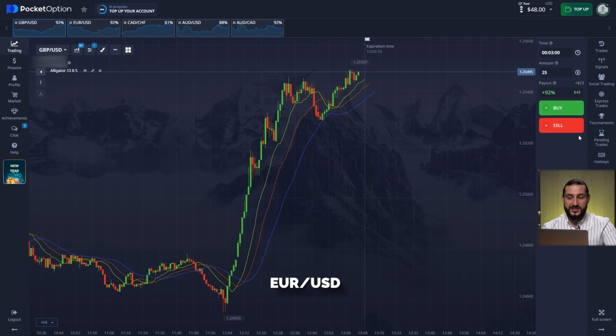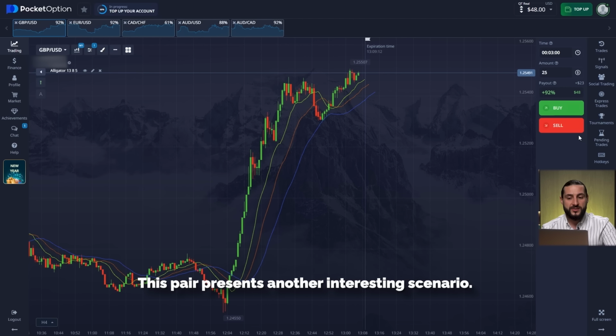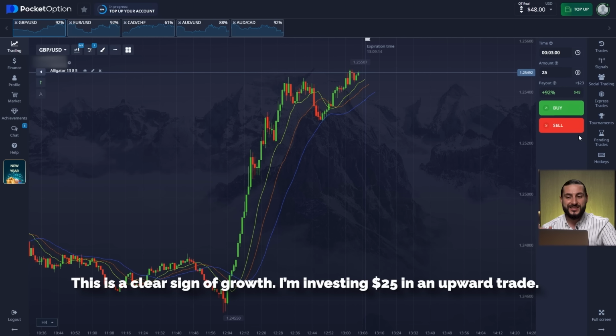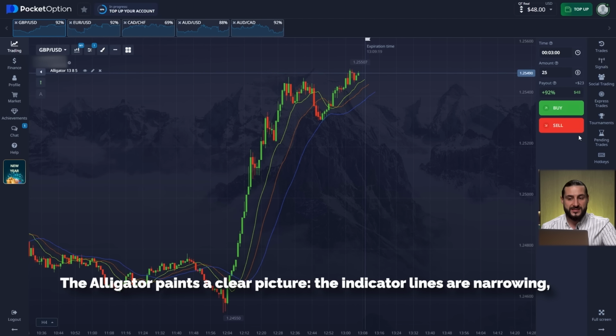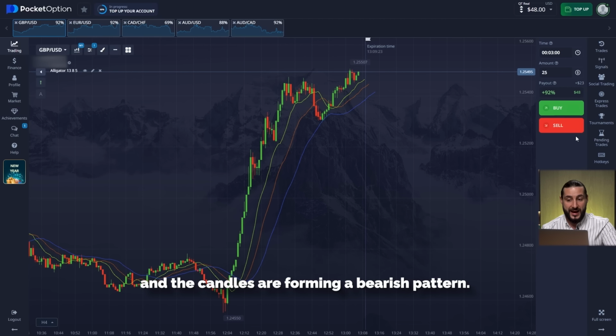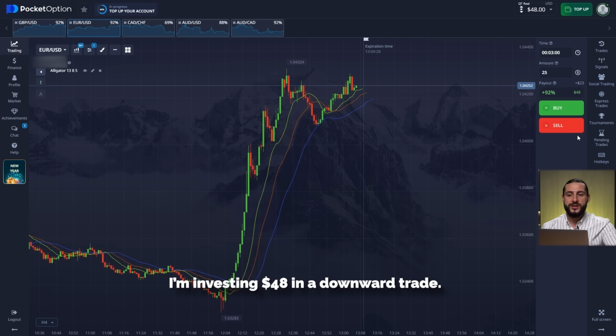EUR USD. This pair presents another interesting scenario. The price hit a resistance level and is slowing down. The alligator paints a clear picture. The indicator lines are narrowing and the candles are forming a bearish pattern. I'm investing $48 in a downward trade.